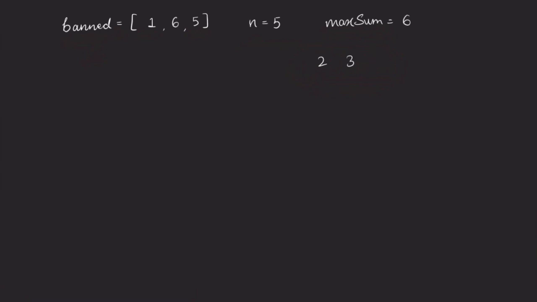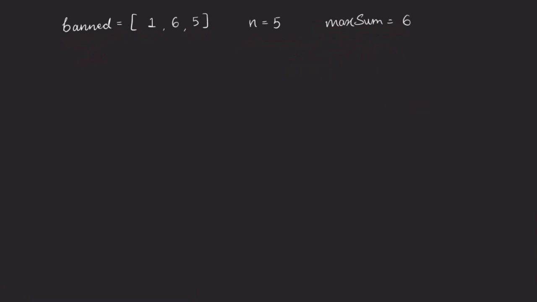So one case is that we do not take 4. In that case, 2 plus 3, the sum will be 5, which is less than maxSum. So two elements we can choose. Other case is that we take 2 and 4. There the sum will be 6, which is equal to the maxSum. So these can also be taken. In this particular case also there are two elements. And the other case where we take 3 and 4, here we cannot because their sum will be 7, which will exceed the maxSum. So in this particular case, the maximum number of elements that we can choose following the constraints is 2.